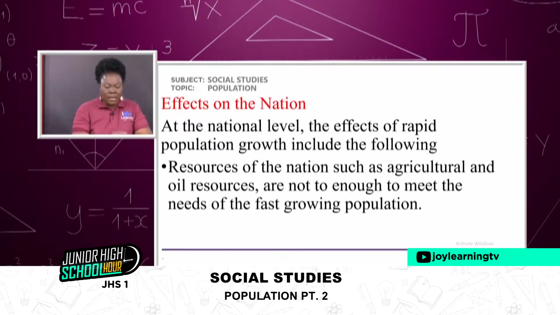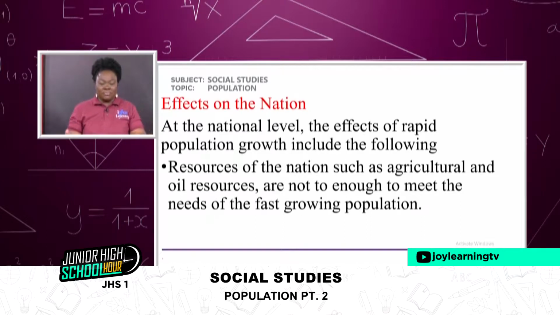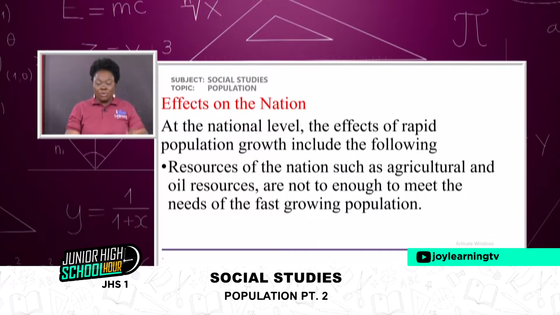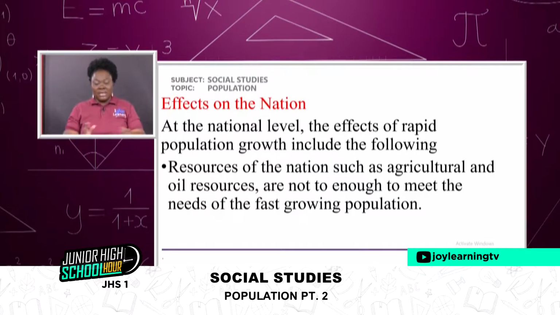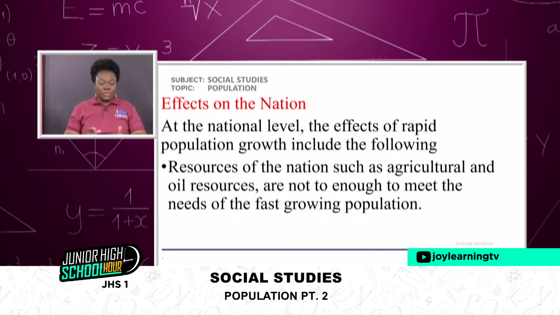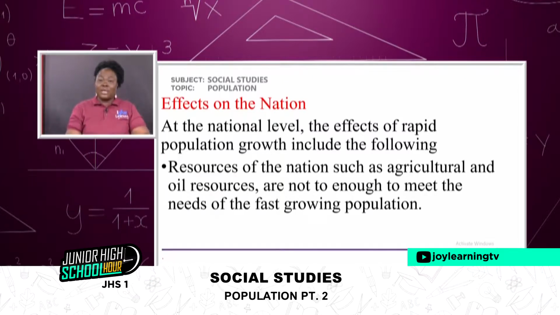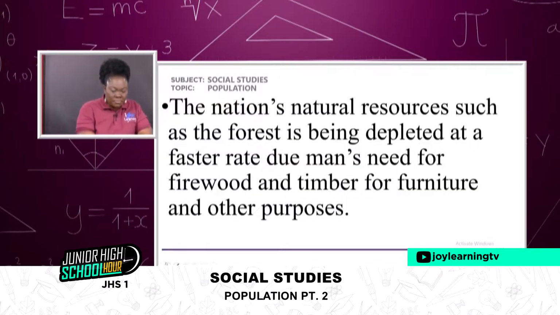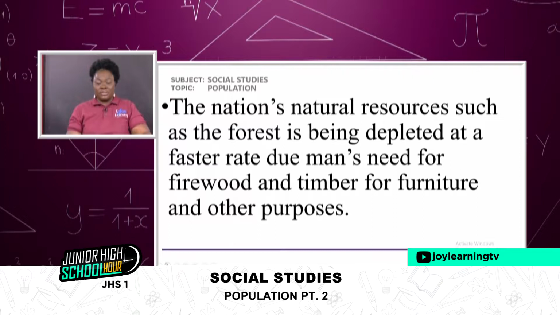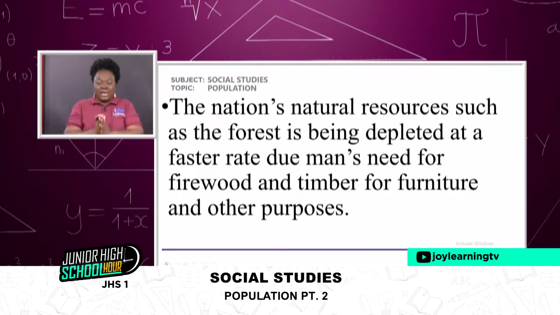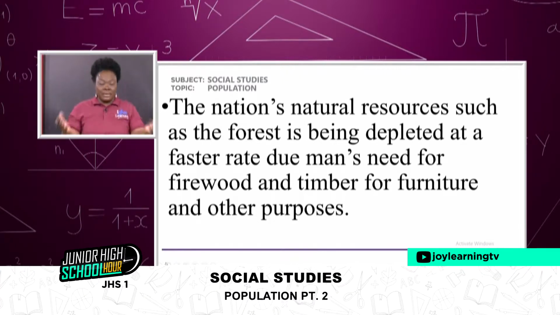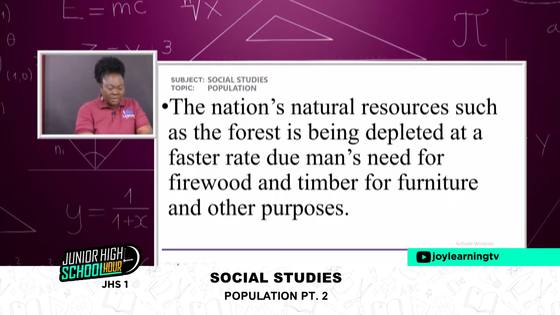Then effects on the nation. So at the national level, the effects of rapid population growth include the following. Resources of the nation, such as agricultural and oil resources, are not enough to meet the needs of the fast-growing population. Then the nation's natural resources, such as the forest, are also being depleted at a faster rate due to what? The need of what? Furniture to be used in the classroom, restaurants, and other places and purposes.